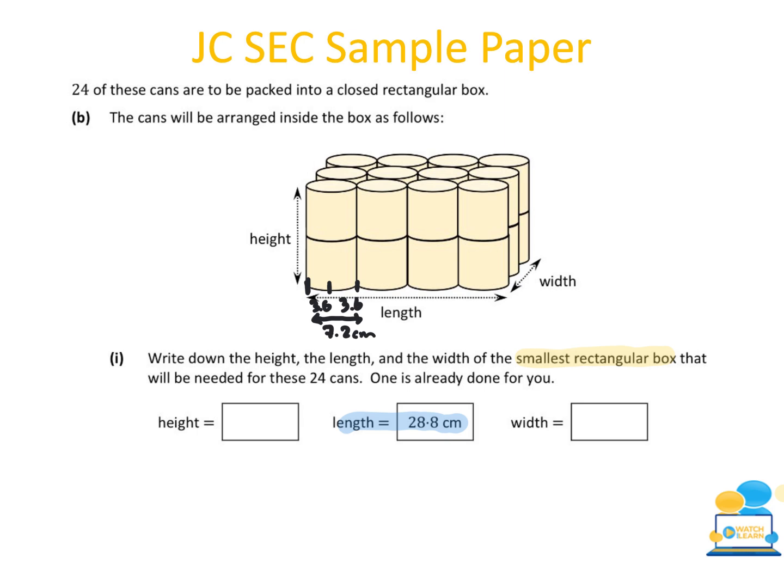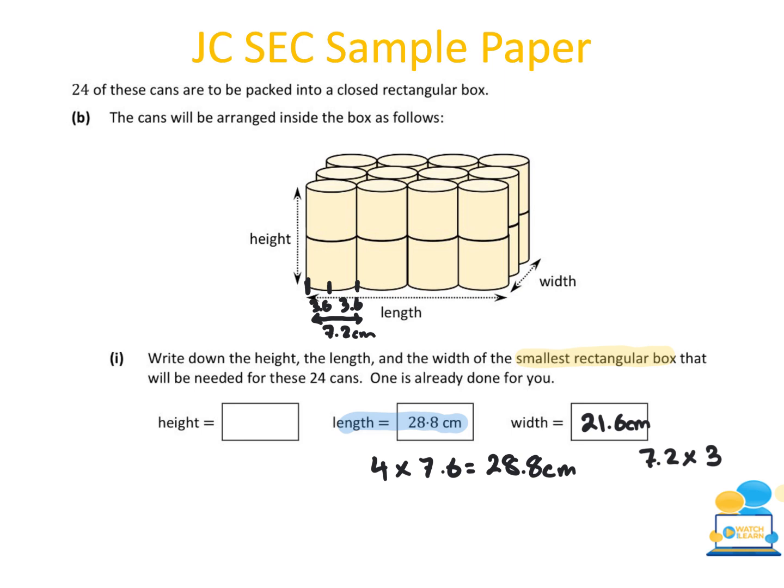We have 4 of these cylinders in the length, so 4 times the diameter would give us the full length of this block. And 4 multiplied by 7.2 does indeed give me 28.8 centimeters. If we look at our width next, our width is 3 cylinders long. So again, we know that one cylinder would be 7.2. So our width would be 7.2 multiplied by 3. And 7.2 multiplied by 3 gives me a width of 21.6 centimeters.